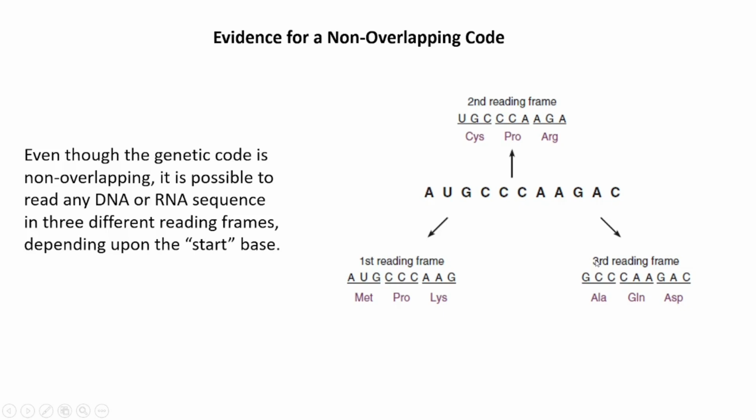Consider the third reading frame, which starts from G. In this case, you will have GCC as the first codon coding for alanine. The second would be CAA, which codes for glutamine. And the third would be GAC, which codes for asparagine. So it means that the genetic code is non-overlapping, true. But depending upon the reading frame, it can code for different amino acids.